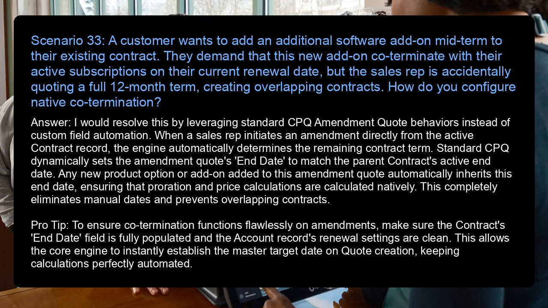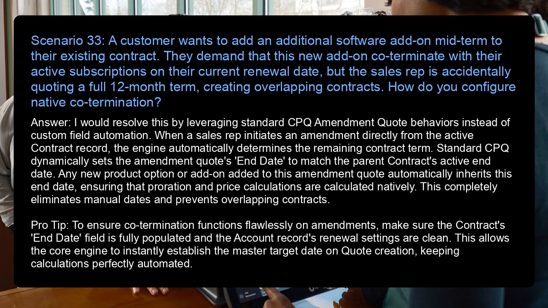Scenario 33. A customer wants to add an additional software add-on midterm to their existing contract. They demand that this new add-on terminate with their active subscriptions on their current renewal date, but the sales rep is accidentally quoting a full 12-month term, creating overlapping contracts. How do you configure native termination?